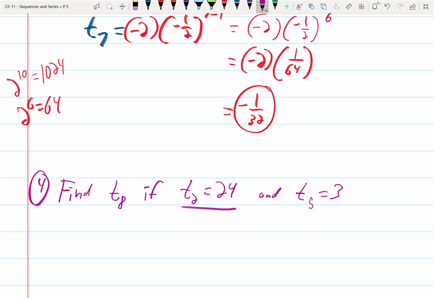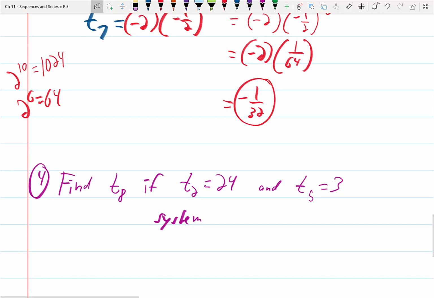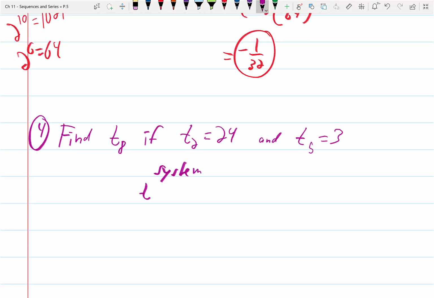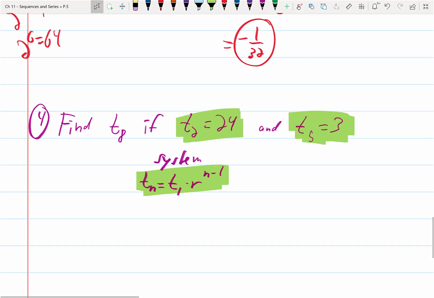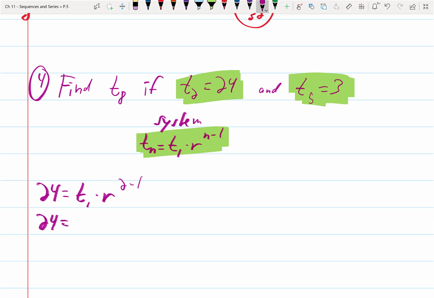I'm saying here's t of 2, here's t of 5, and I want t of 8. I'm thinking we need to create a system. So we're going to do the same system process we did before. I'm going to take this equation, and I'm going to plug ordered pairs in, this ordered pair into here, and then this one in. And I'm going to create 2 columns and kind of track this down. T of 2 is 24. That means that 24 is equal to t of 1 times r to the 2 minus 1. And if you simplify that, you get 24 is equal to t of 1 times r.